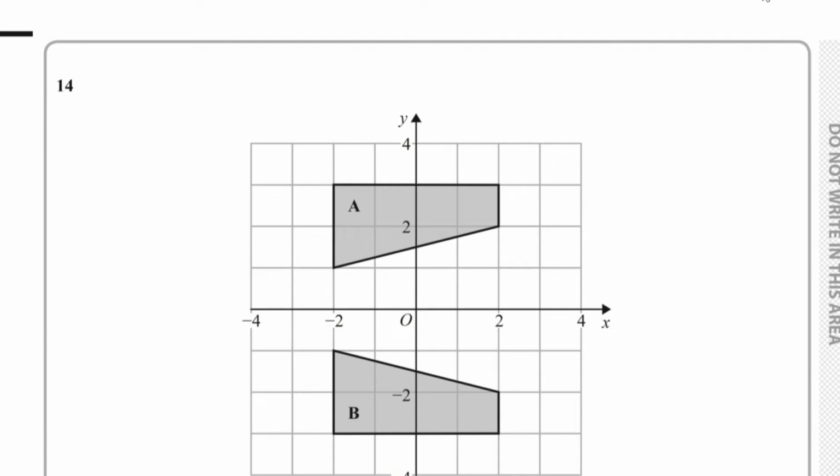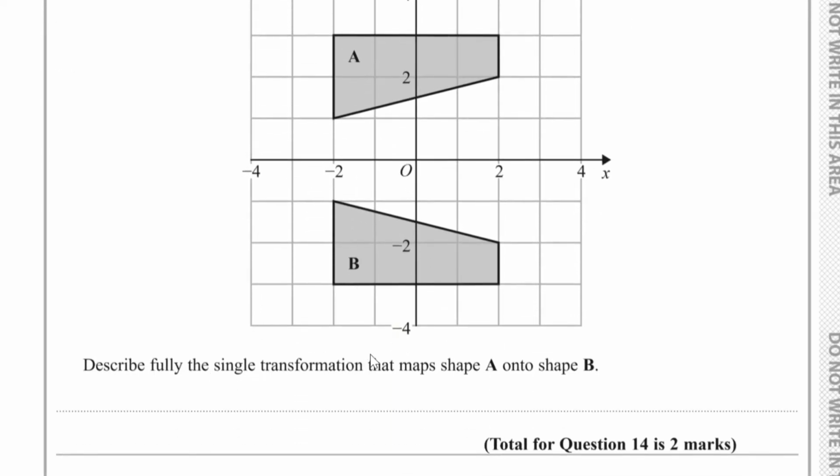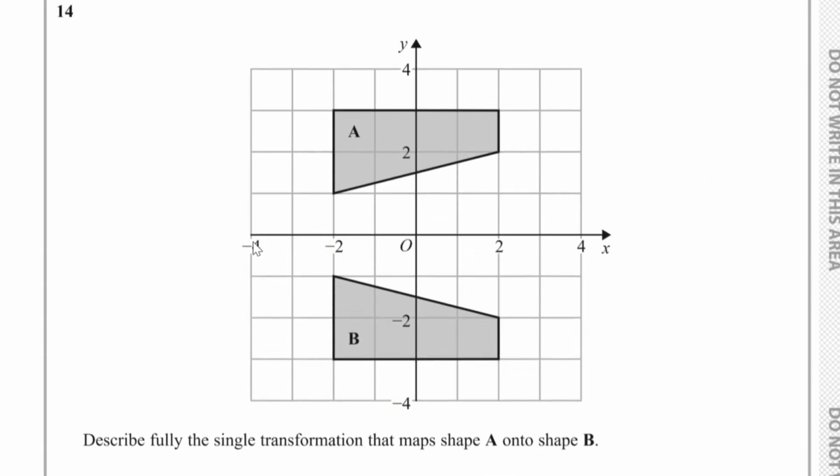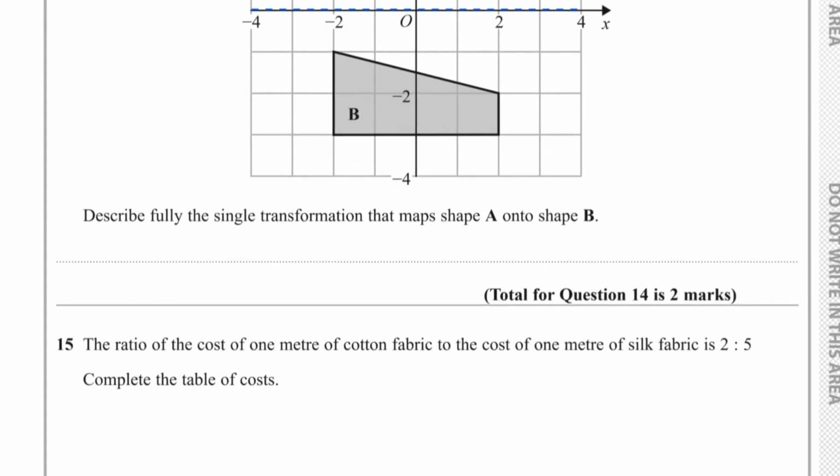Question number 14, we've got shape A and shape B here, and we have to describe fully the single transformation that maps shape A onto shape B. Well, what we have here is our mirror line, which lies on the x-axis, and therefore we have a reflection in the x-axis.